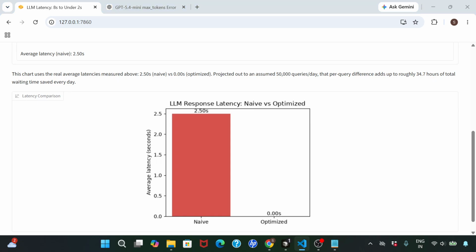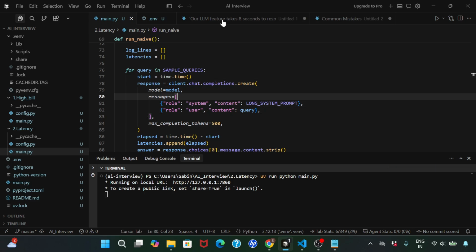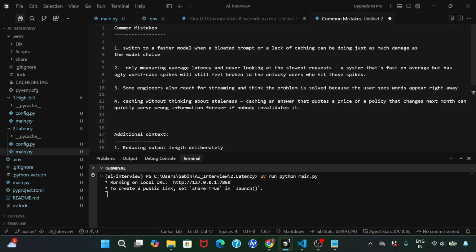Okay, now that you understood this, a few more things we need to talk about. You understood that we need to cache it and use a cheaper model so you can reduce the latency. Now, some common mistakes people make when they answer this question in an interview: they probably say, hey, we need to switch to a faster model, right? But the issue might not be the faster model. It might be a very big prompt, or maybe you're not using cache.